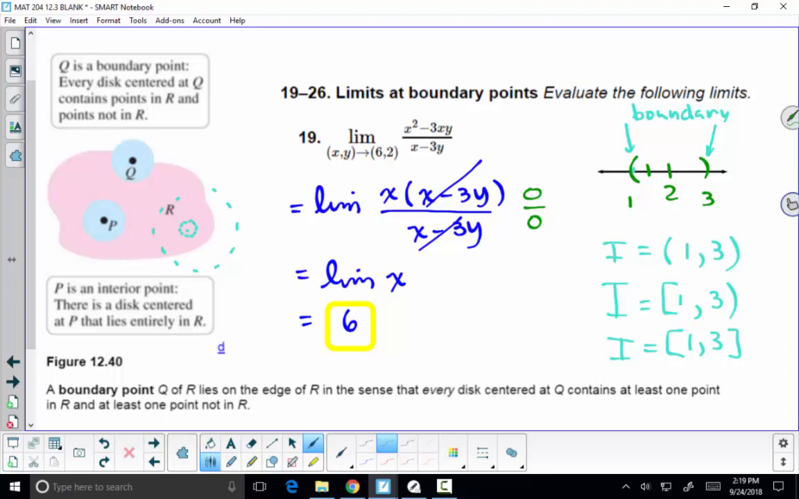Yeah, so the limit of (x squared minus 3xy) over (x minus 3y), the limit of that is 6? Yes, as (x, y) approaches (6, 2). Yeah, because x is going to 6 and y is going to 2. So if that was a y, then that would be a 2. But it could definitely just be a hole too.